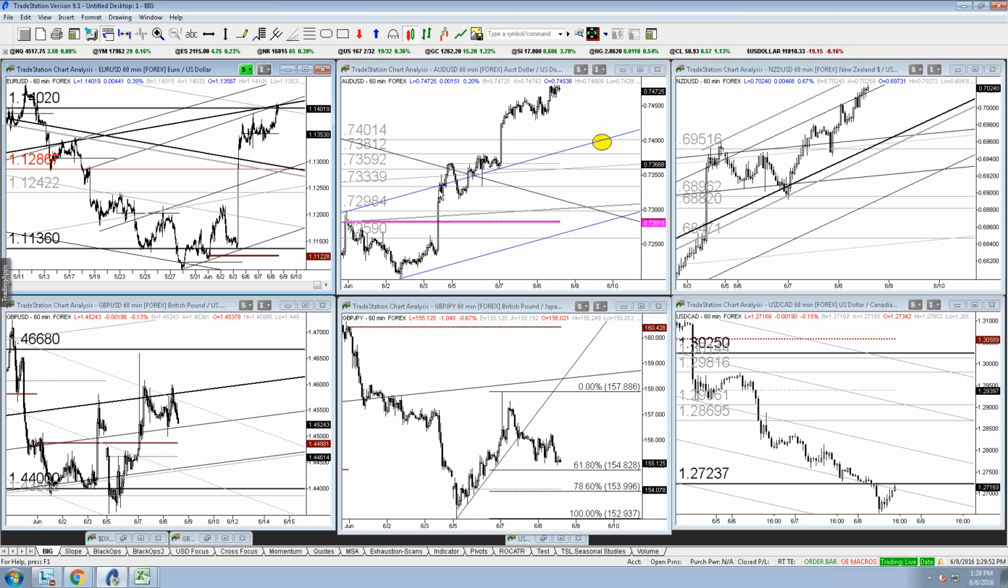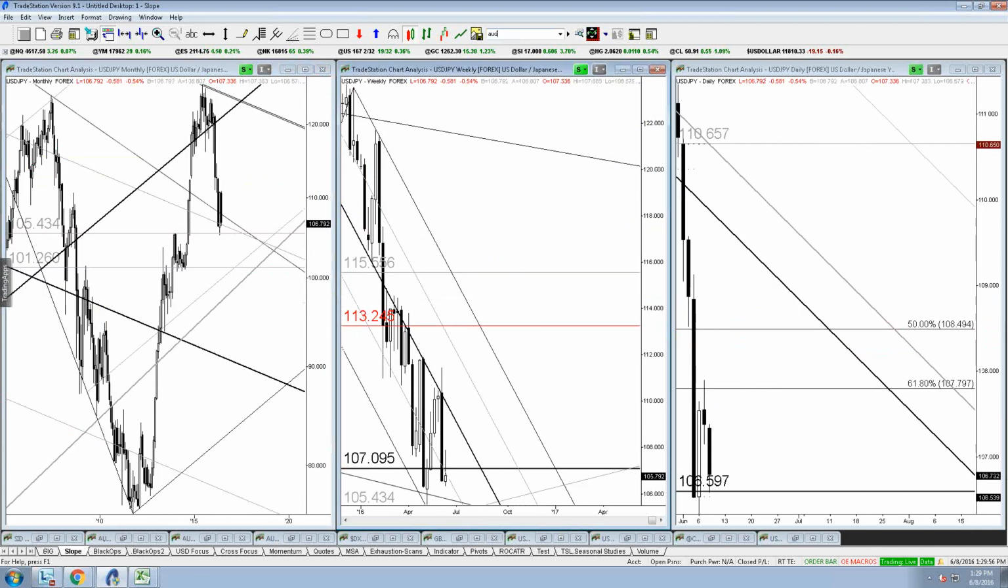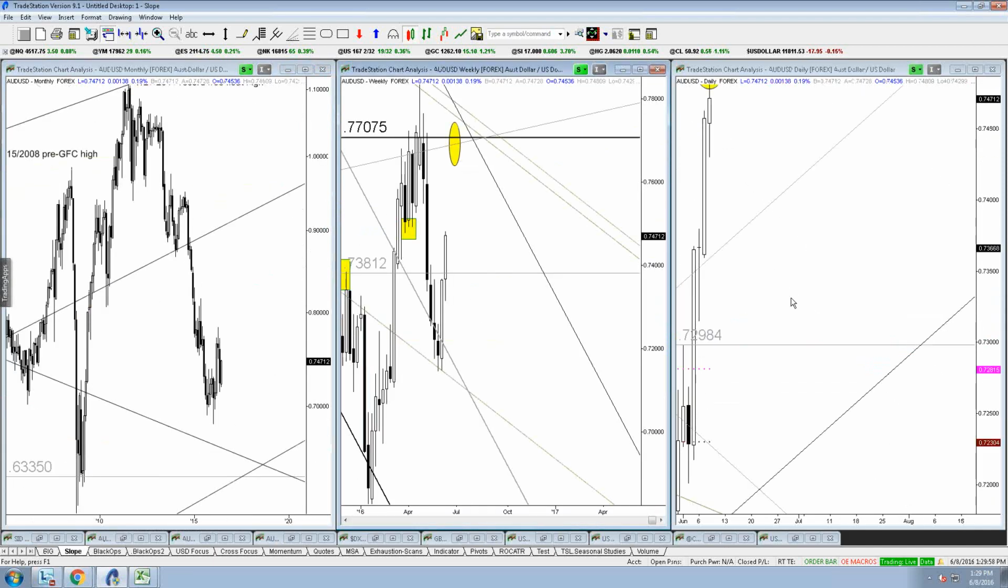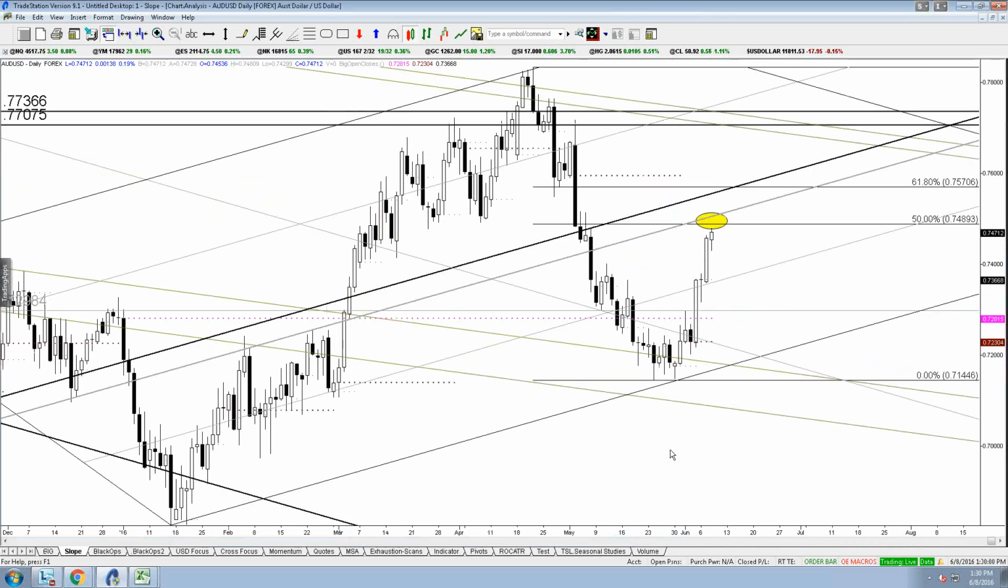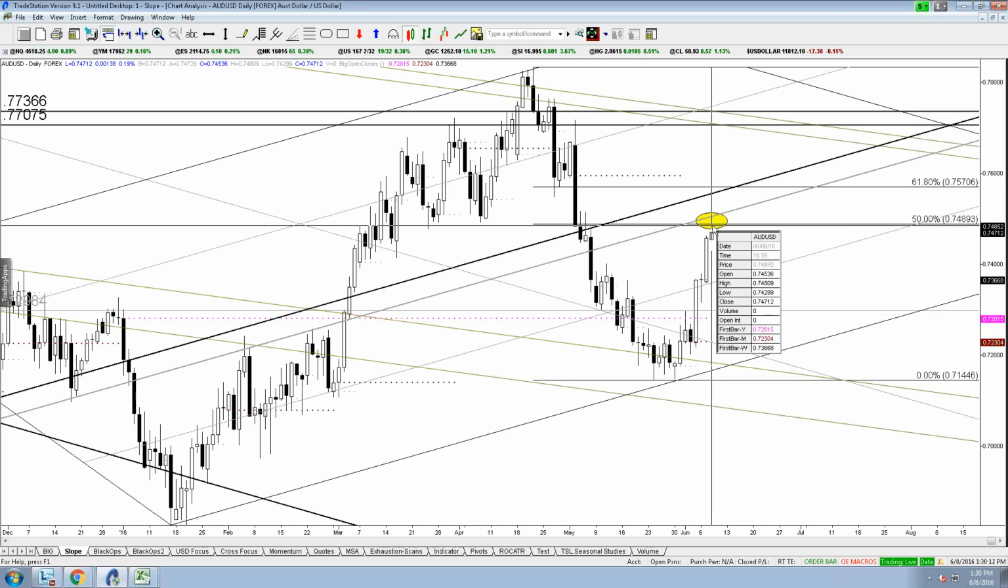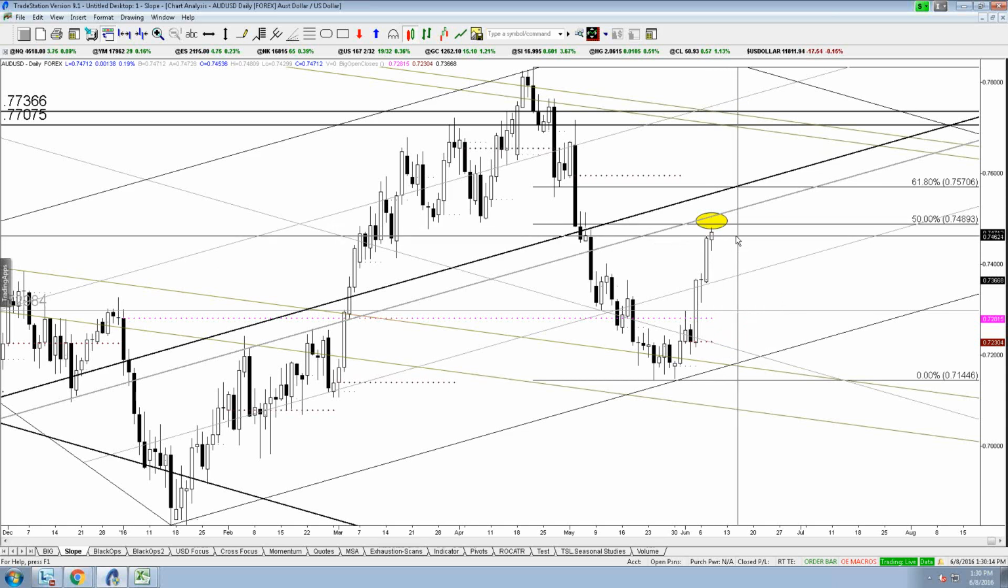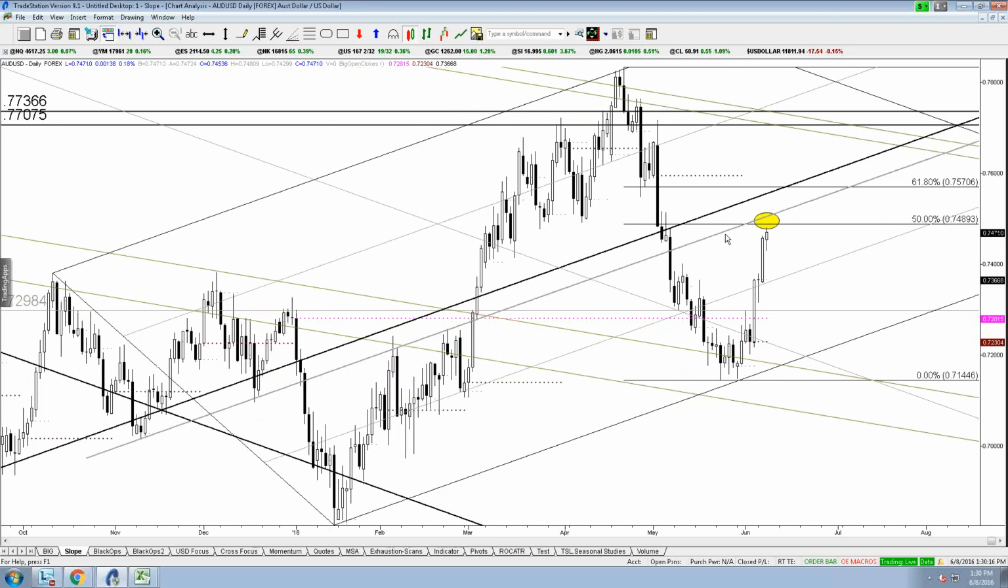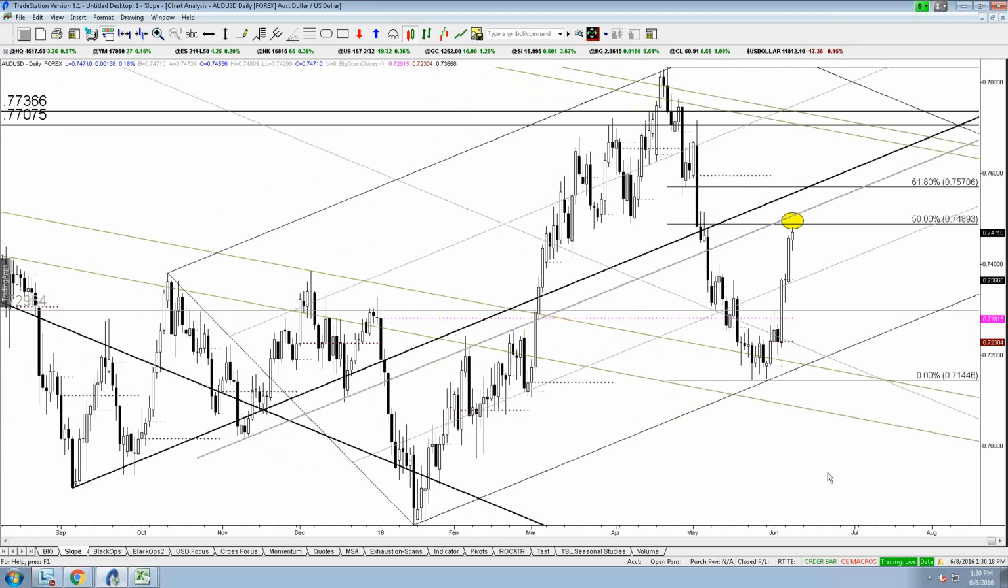Okay, we'll go to Aussie. It rallied off of quite significant support, obviously, and we're getting into the first area of resistance, which is the 74.90, 75 region. Former lows and 50% retracement. Aussie's actually one where I'm not sure if the major low is in place or not.